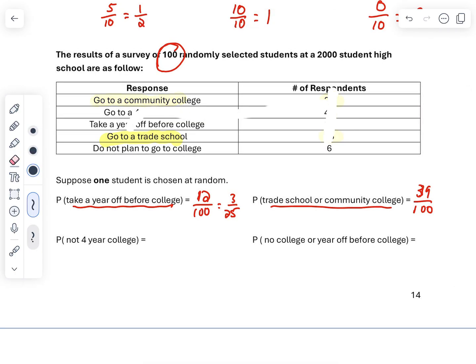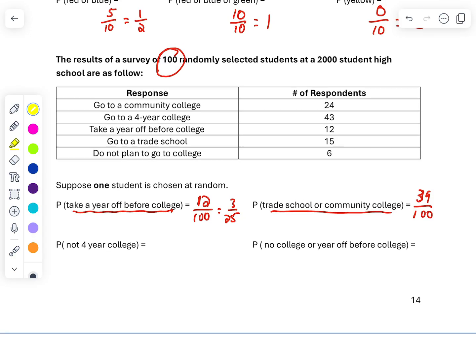The probability of not a 4-year college. So if we look at that, not a 4-year college would be community college, take a year off, trade school, or no college. So we have all those different possibilities. So if we add those up, I believe we get 57 there out of 100.